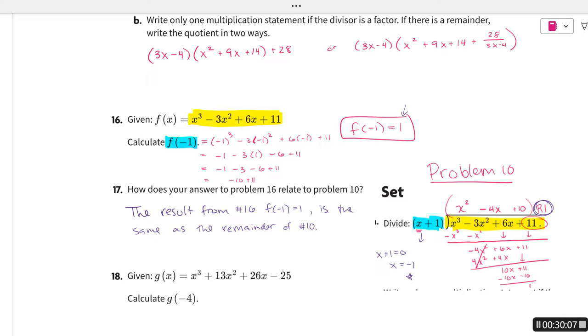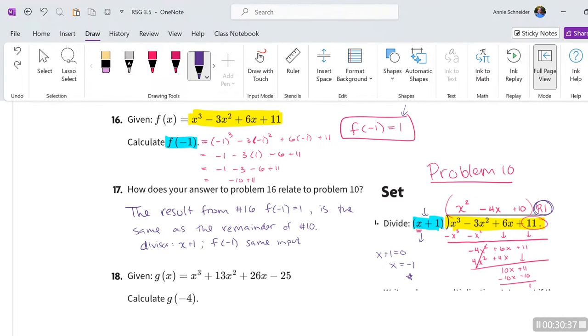Right? And those important details, like that the divisor there is x plus 1. So the divisor, x plus 1, and f of negative 1. So that's the same input, really. So we get the same output. That remainder of 1 is our output. Okay. I don't know why I erased that. Let's keep that on there.